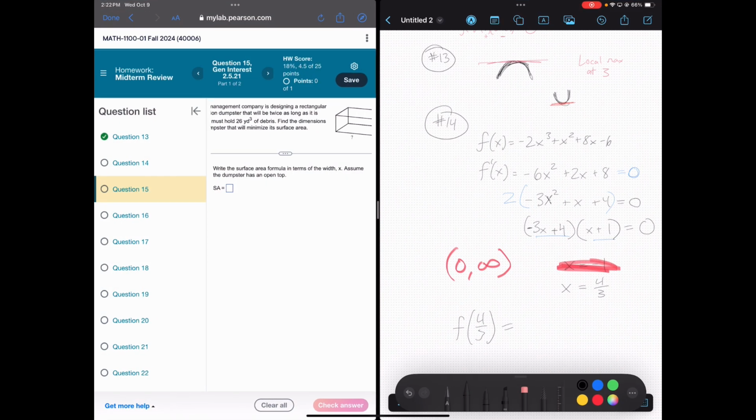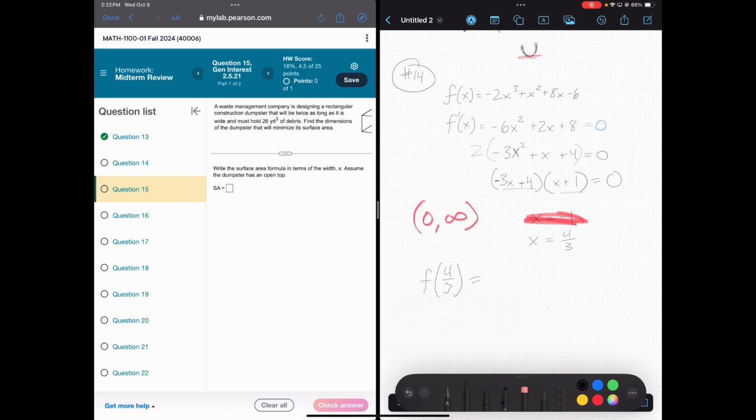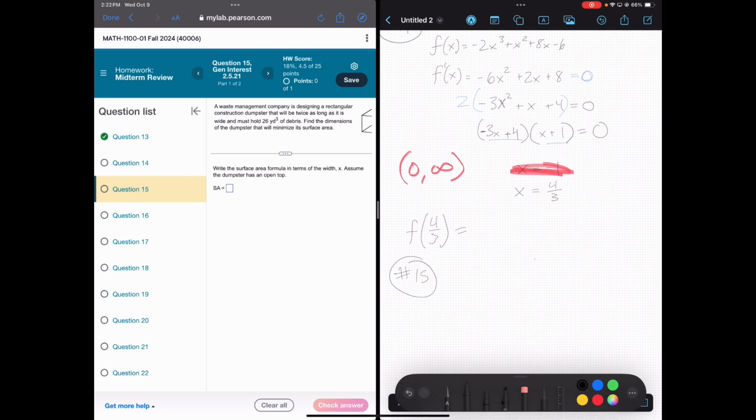Okay. This is our optimization problem. Question 15 is our optimization problem. So we have a rectangular dumpster that will be twice as long as it is wide and must hold 26 yards cubed of debris. Let's just remember the process that we came up with for optimization. Find the dimensions of the dumpster that will minimize its surface area. So what are we trying to minimize? Surface area. I'm going to write an equation for surface area.